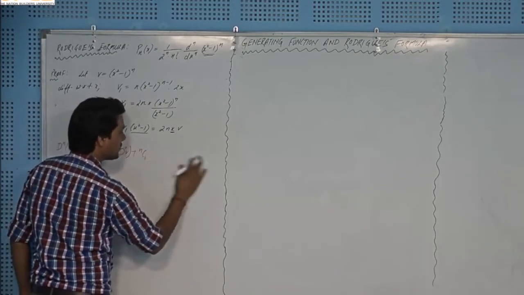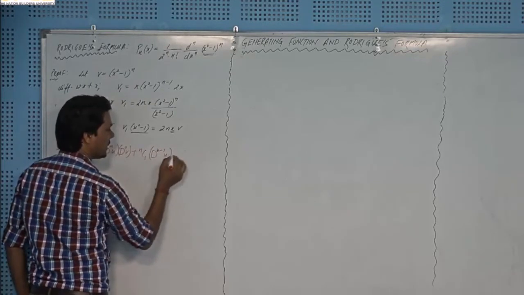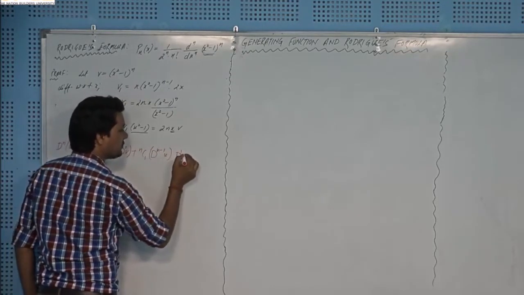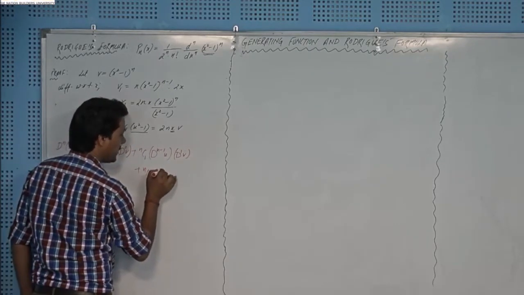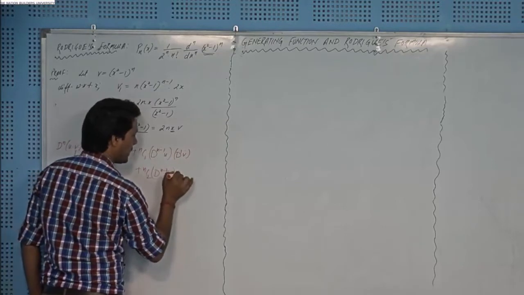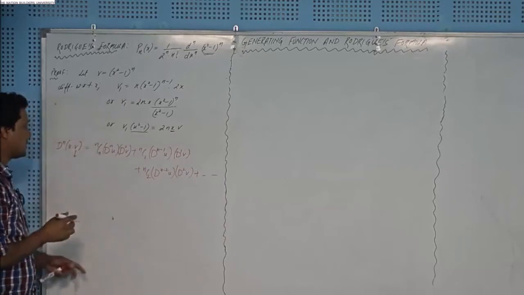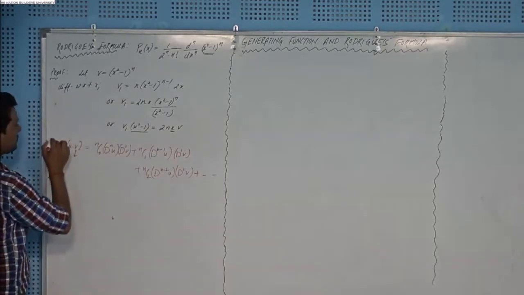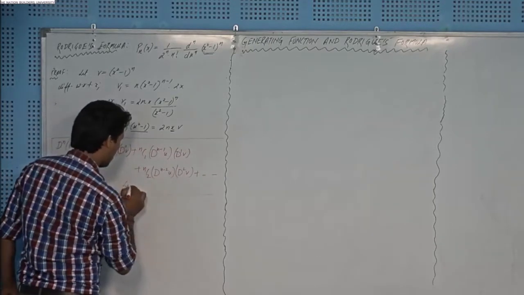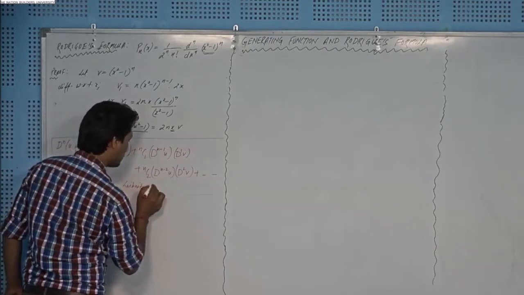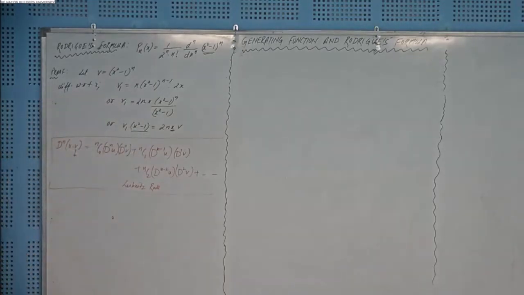For nC1 you write D^(n-1) u, and the second term will be D with lower suffix 1 v. I will write one more term, nC2 D^(n-2) u and D2 v, and so on. So this is called Leibniz theorem or Leibniz rule of differentiation, Leibniz rule of finding the nth derivative.